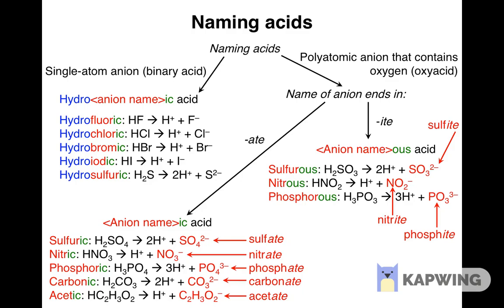An acid that consists of an H plus cation and the nitrite anion NO2- is called nitrous acid. An acid that consists of H plus cations and the phosphite anion PO3 is called phosphorus acid, and so on.